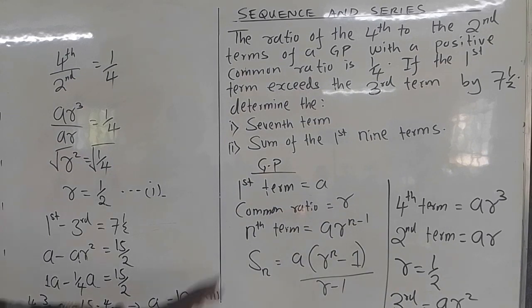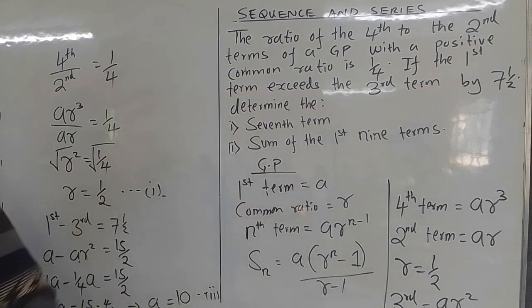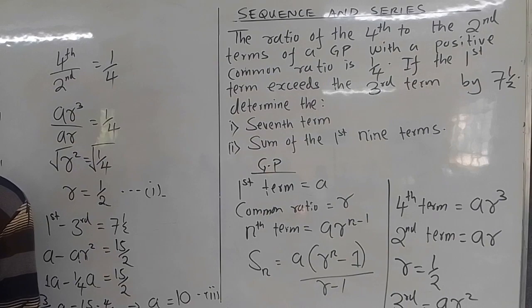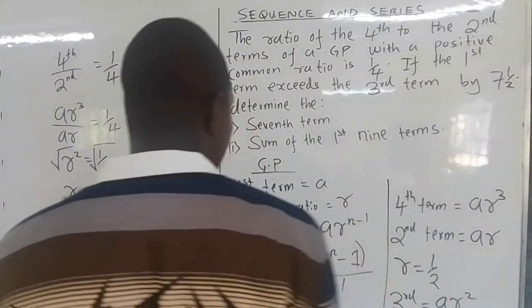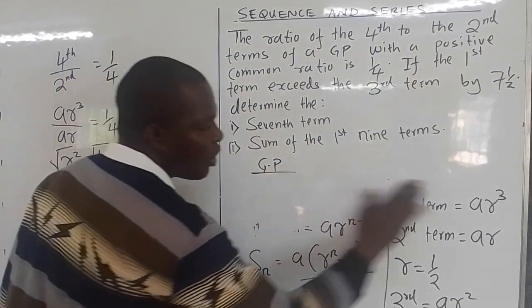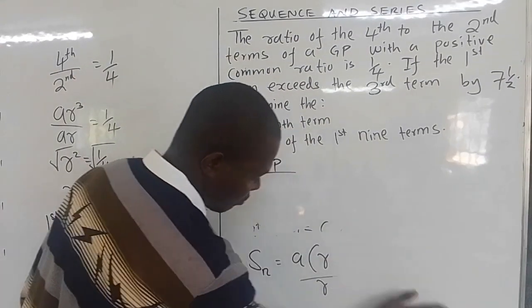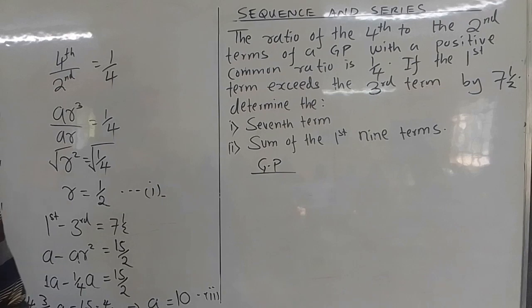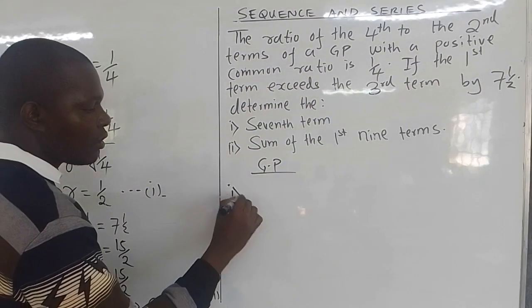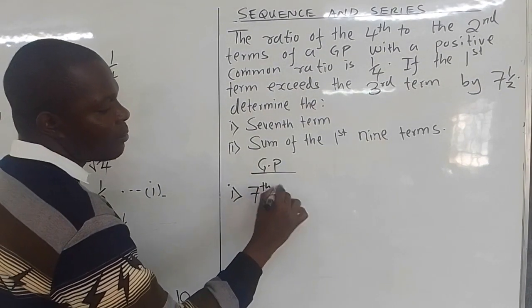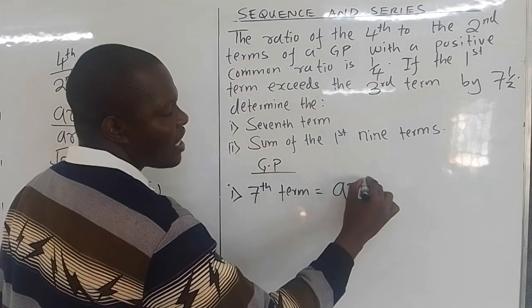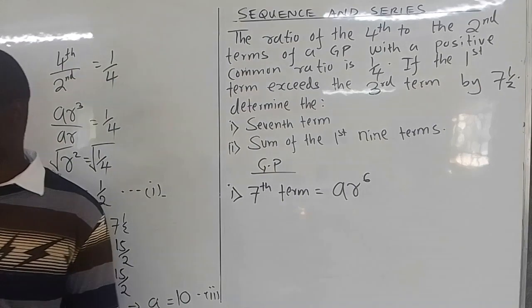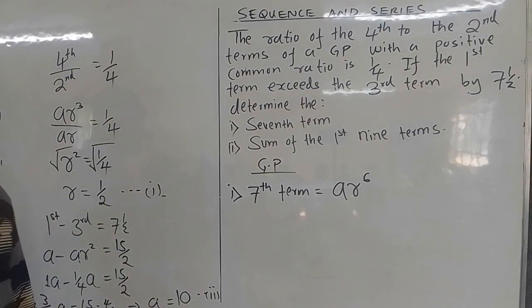So once we found a, we can now answer any question here, isn't it? You can now answer any question there, once we have the first term and the common ratio. So what is the first thing they want? The seventh term. So the seventh term, you know it is ar^(n-1), 7 minus 1, meaning ar raised to power 6, isn't it?